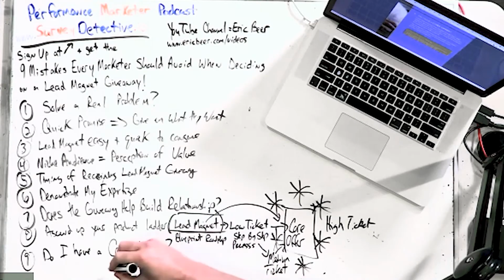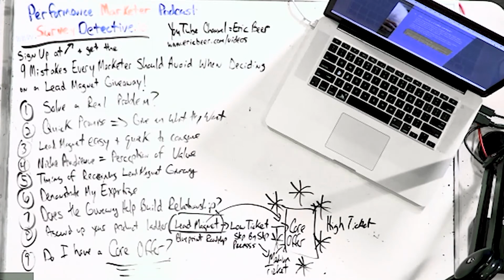Do I have a core offer? Okay? Guys, I see people making this mistake all the time. Core offer. What's my core offer? What am I selling? What's my main thing that I'm selling?